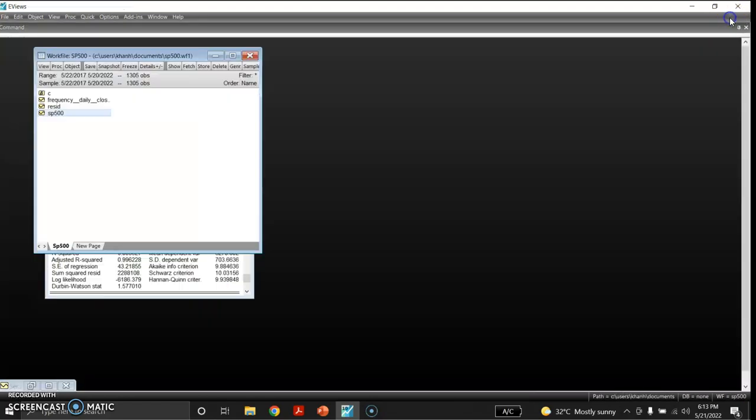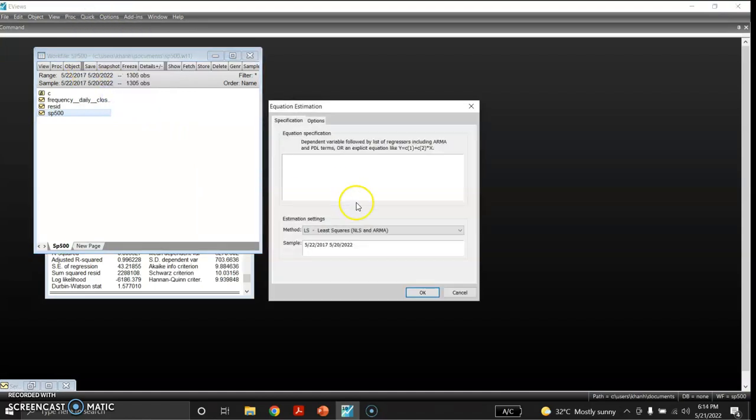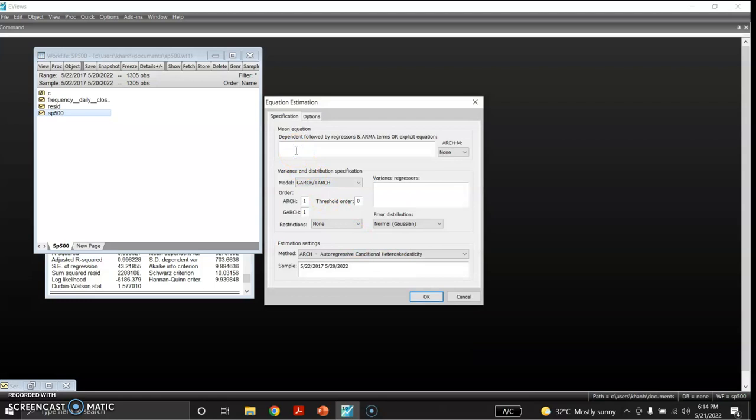Let me minimize this, and let me go to Quick, and then Estimate Equation. I'll change this least squares to ARCH, and here I will write my model. So my dependent variable is SP500, and I'll regress this on a trend as well as SP500 in its first lag, and I will also use dummy variables for day. So here is my model, and let me change this to 0 because I'm interested only in the simplest ARCH model, ARCH 1. And let me change this into variance.